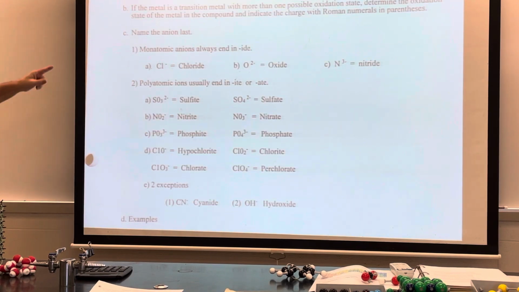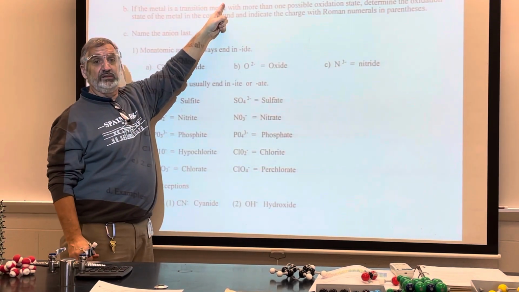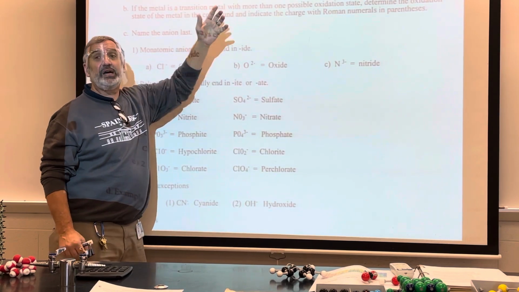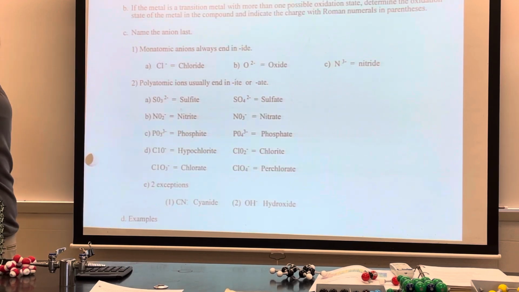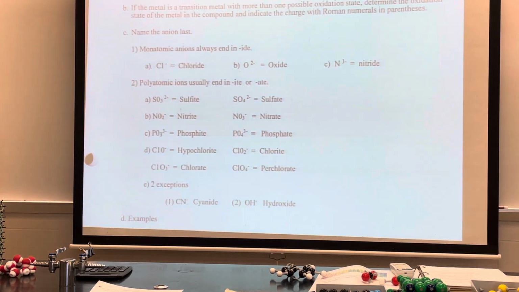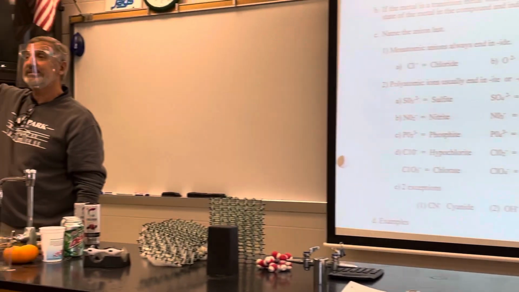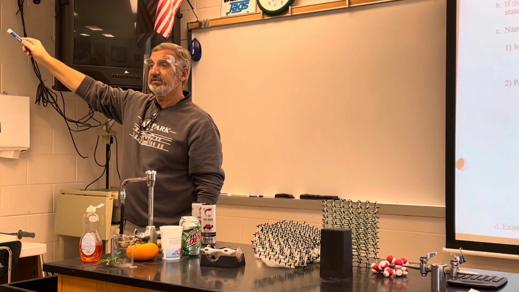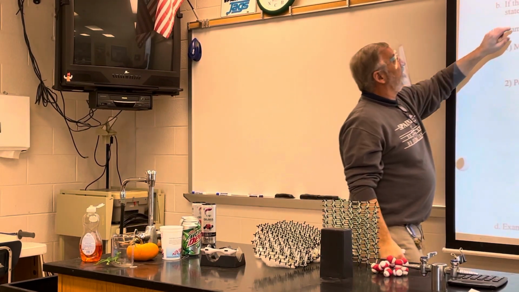Okay? So you're going to name the cation first, and the cation is always going to be your metal. In an ionic compound, remember, it's a metal and a nonmetal, or a metal and some polyatomic ion. The first thing's always going to be a metal. The only polyatomic positive ion is ammonium, NH4+.